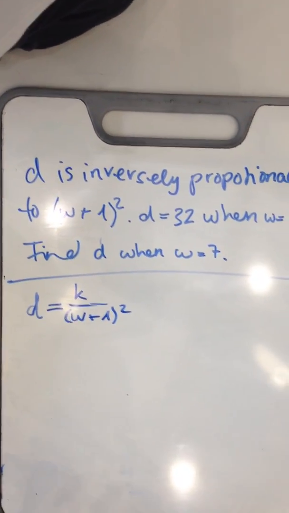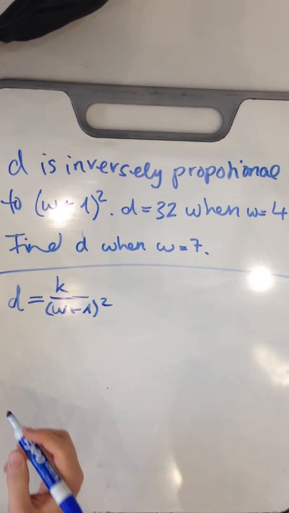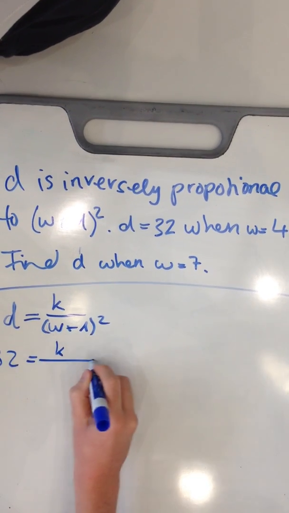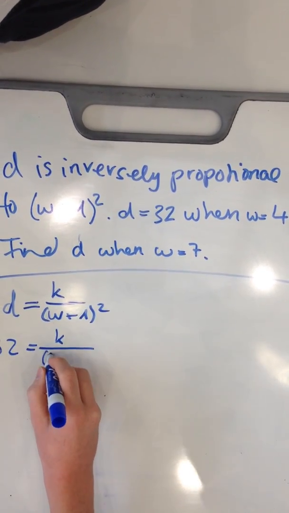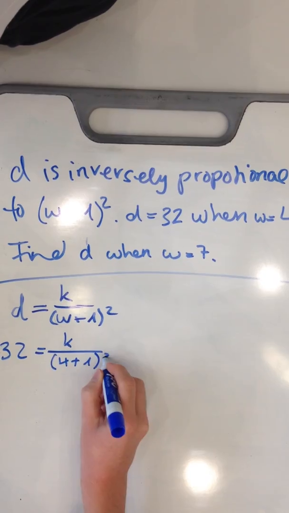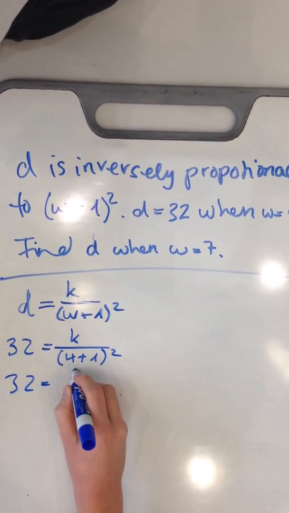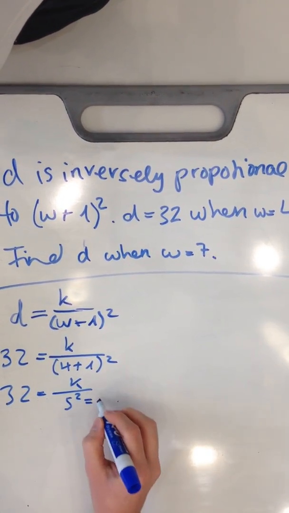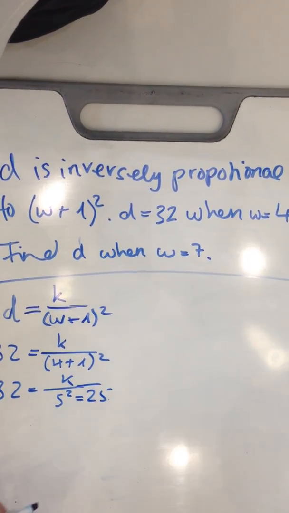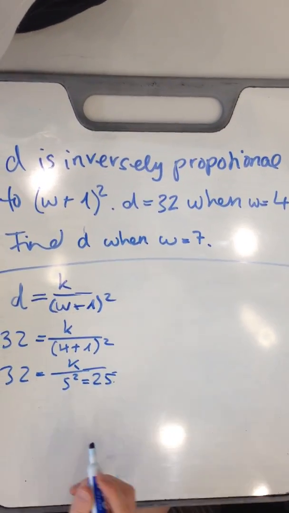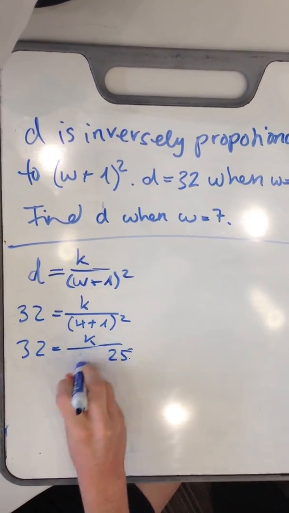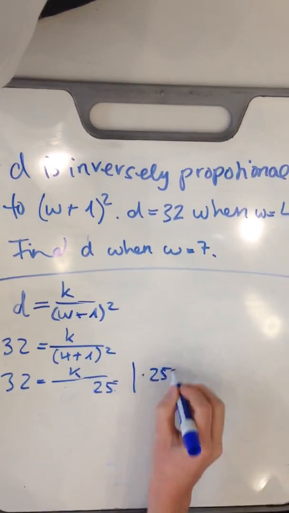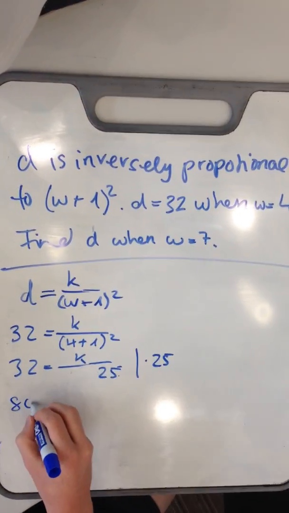So now the first thing that you want to do is do the initial thing that it gave you. So D is going to be equal to 32, and then that's going to equal K over 4 plus 1 squared, which of course is going to be 32 equals K over 25, as 4 plus 1 is 5 and 5 squared is 25. So now to find K, or the constant, we need to do 32 times 25, which equals 800. So K, the constant, is actually going to be 800 for this question.